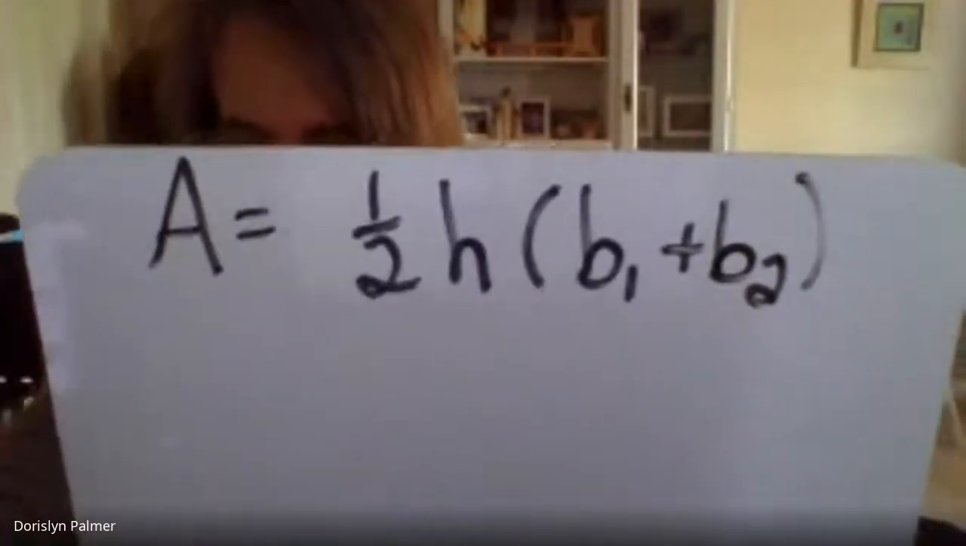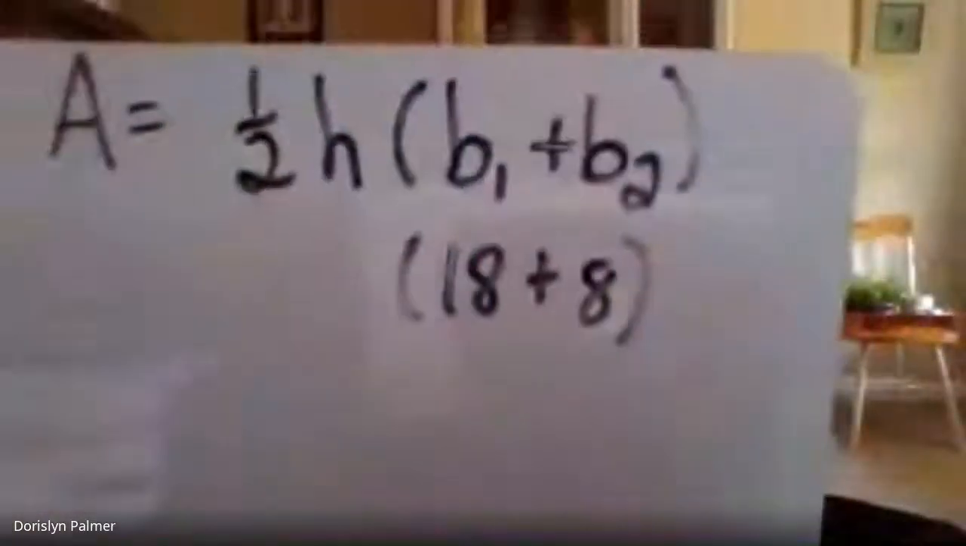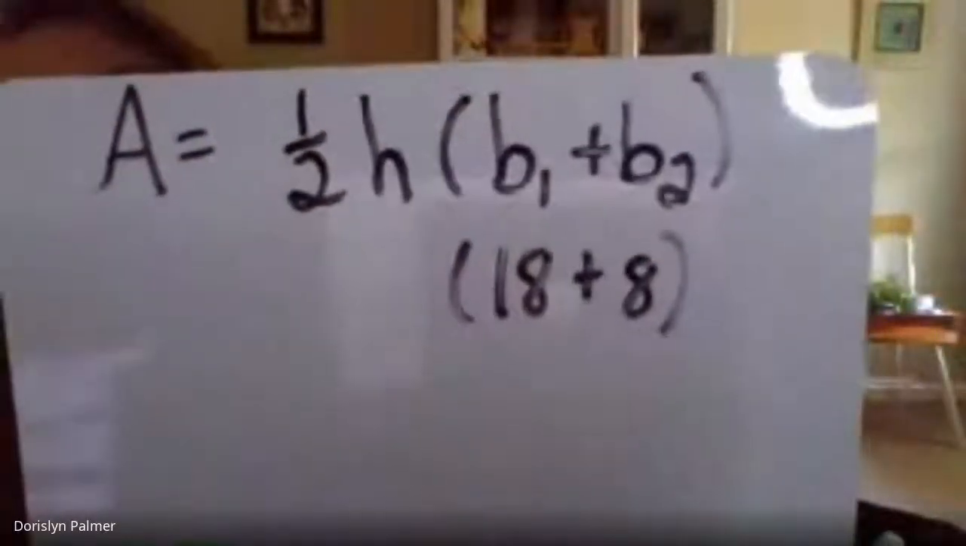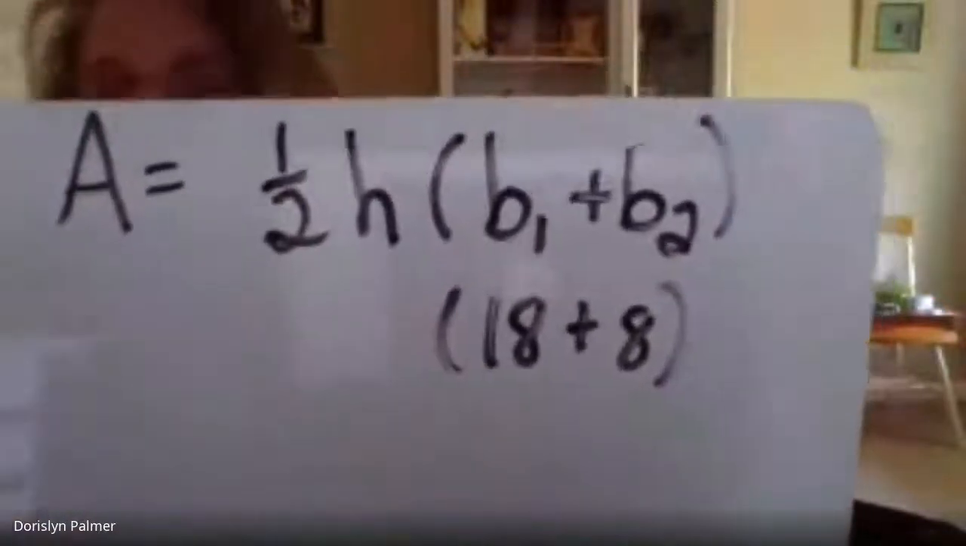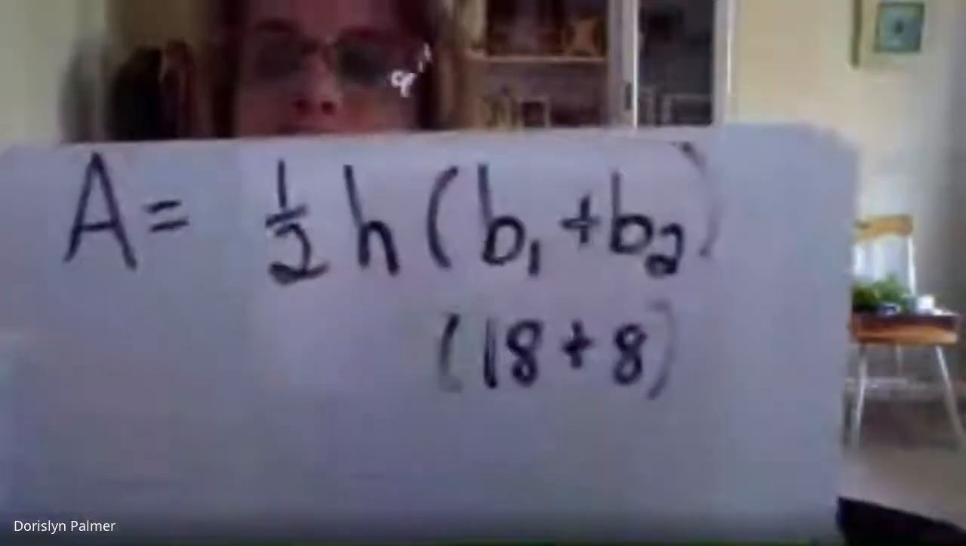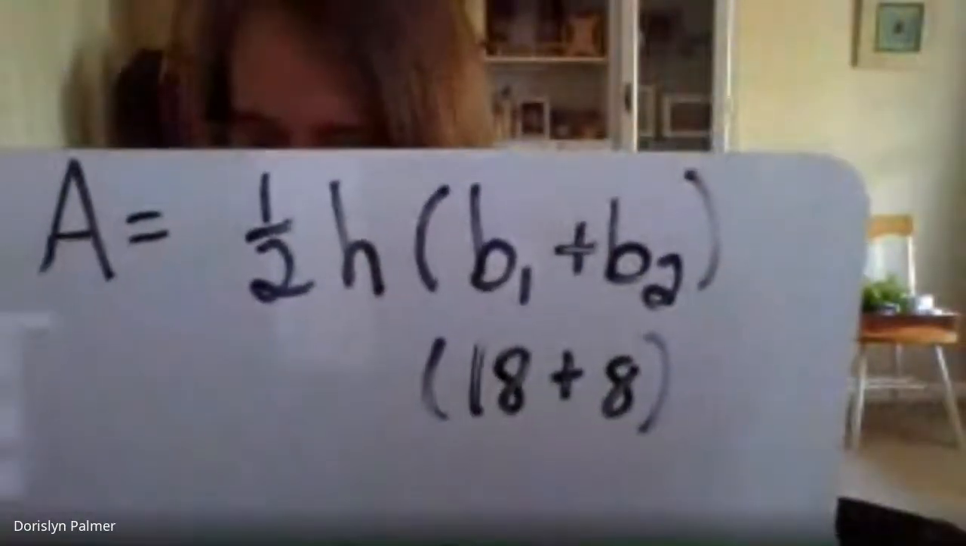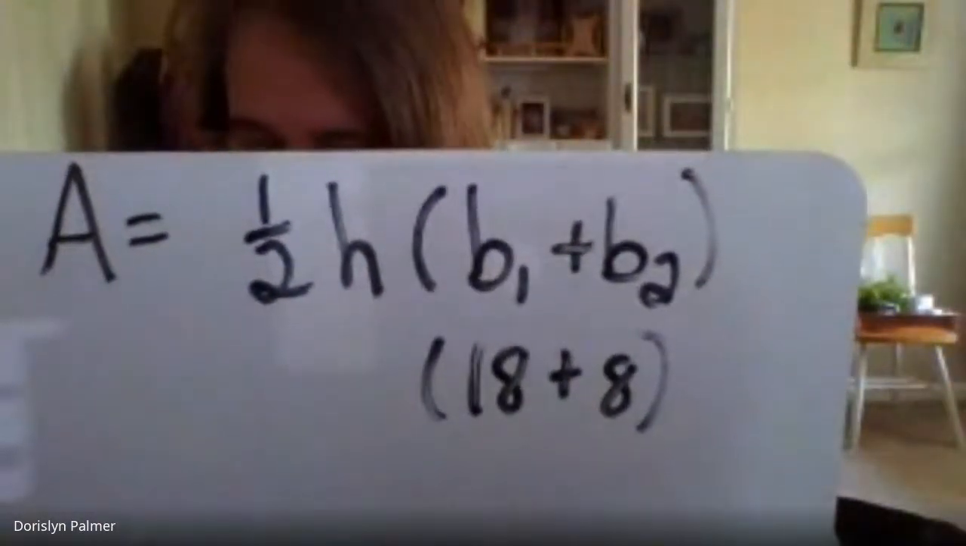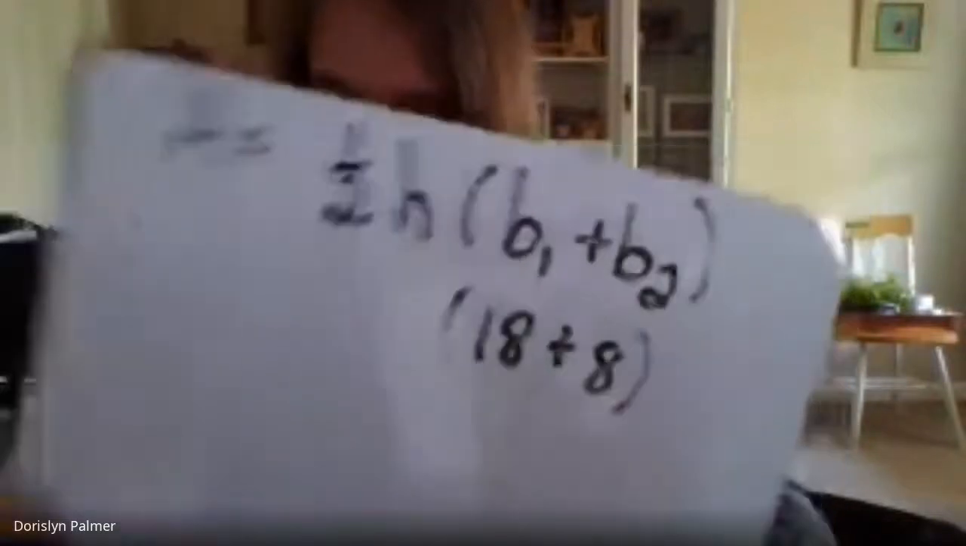The bases are 18 and 8. So underneath the formula, we're going to write 18 plus 8. All right. Mrs. Palmer's trusting you guys all have a pencil and you're writing this along with me. It has an area of 52 square feet. What is the height? So we're looking for H.